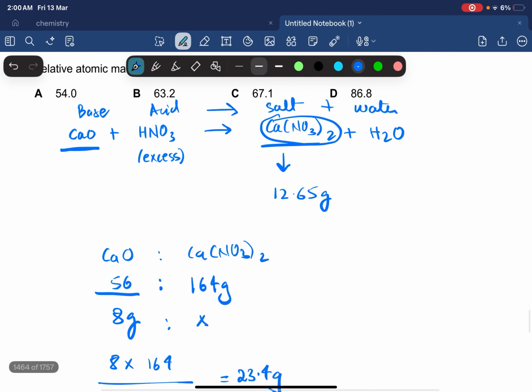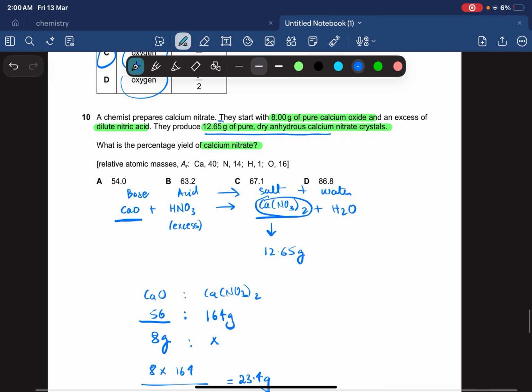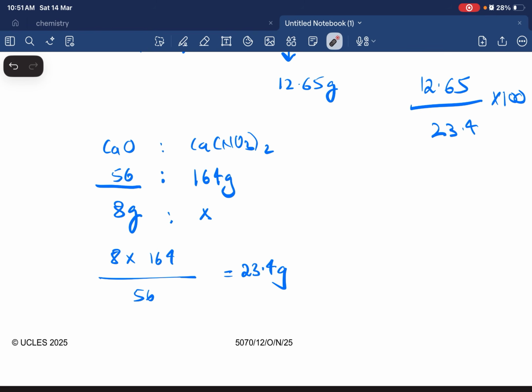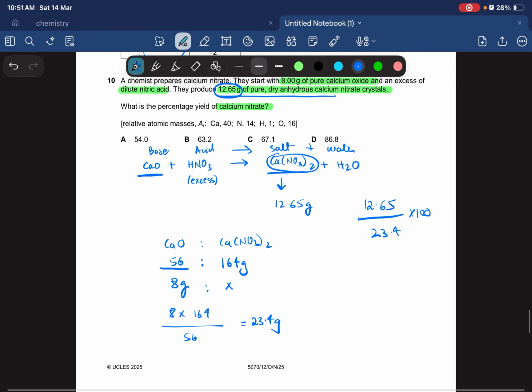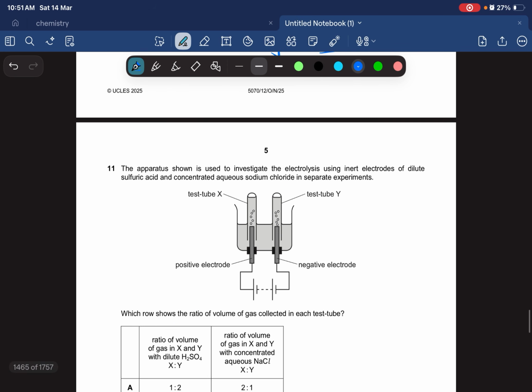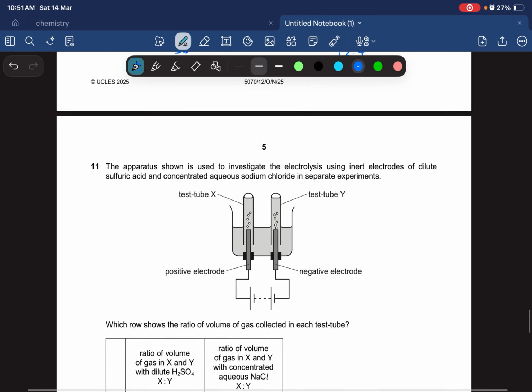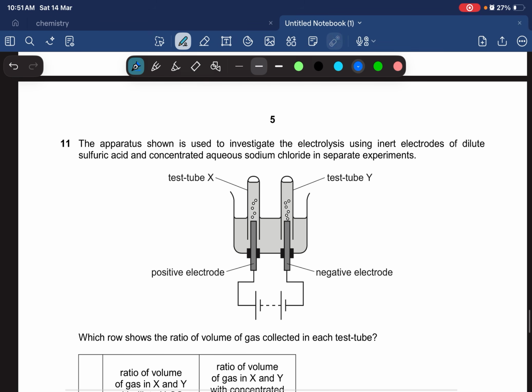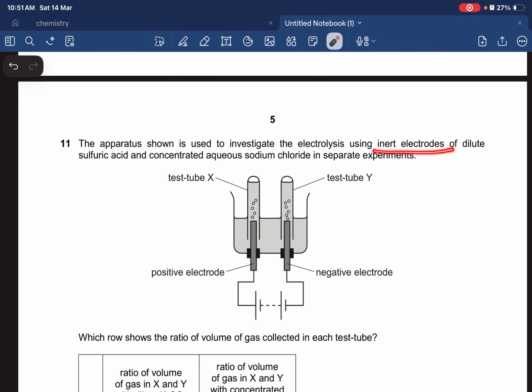But how much am I producing? I am only producing 12.65. So this is the amount that should have formed, but the amount that actually formed was 12.65. So 12.65 formed divided by the total that should be formed, 23.4, into 100, and your answer comes out to be 54.0%. That's option A.